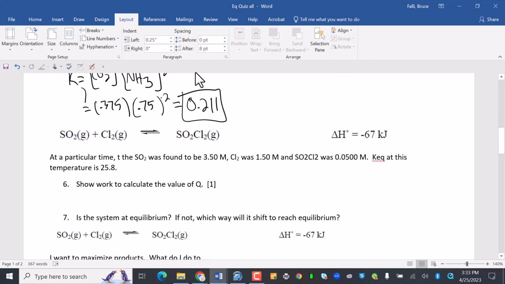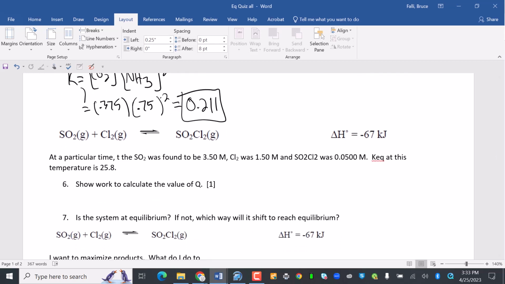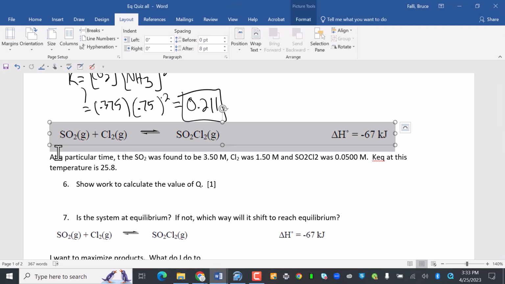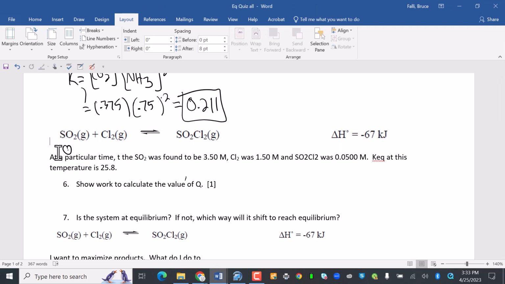At a particular time t, that means I'm looking at Q. SO2 was found to be 0.35. Cl2 was 1.5, and SOCl2 was that. K at this temperature is 25. Show work to calculate the value of Q.